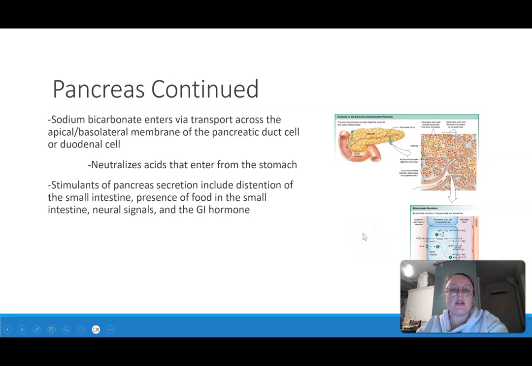What stimulates the release of these is distension of the small intestine, presence of food in the small intestine, neural signals, and GI hormones, specifically secretin and CCK.